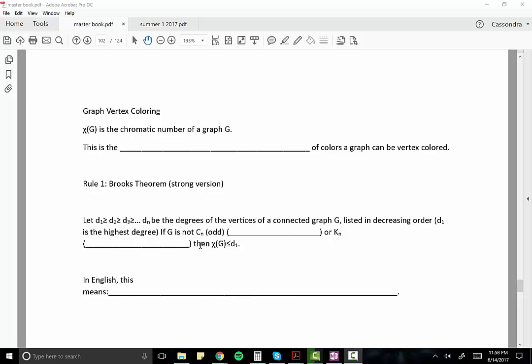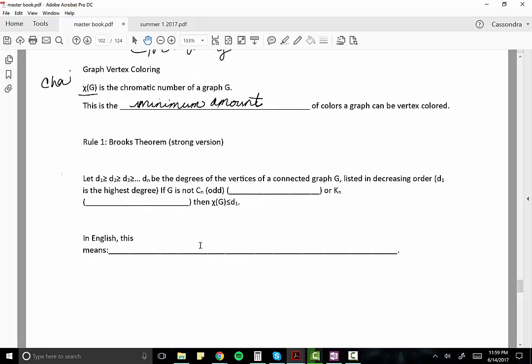So when we're talking vertex coloring or grouping, we use something called the chi of G. This is the chi of G, or the chromatic number of a graph. This is the minimum amount of colors or groups that a graph can be vertex colored.